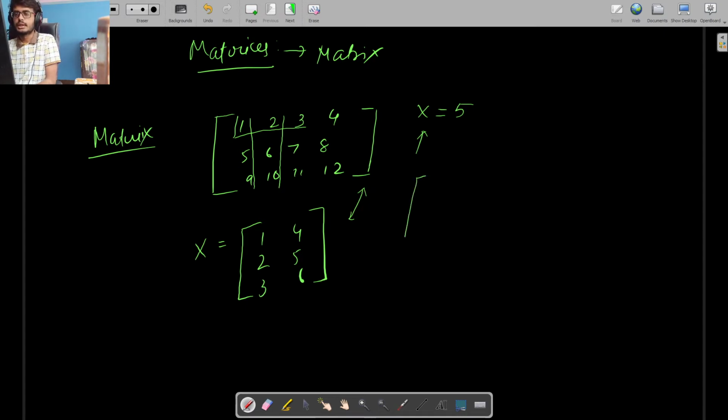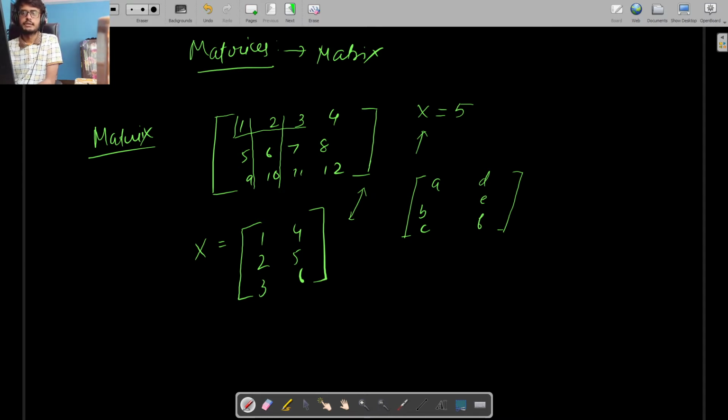Here we represent it by square brackets, and inside the square brackets we put numbers and alphabets and values and whatnot. So I can put A, B, C, D, E, F. So this is also a matrix, right? A matrix is basically a collection of data in this kind of form.